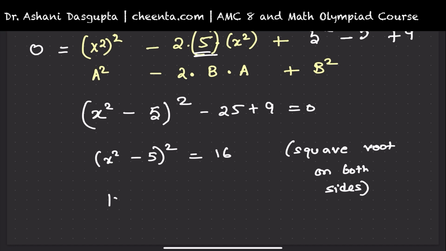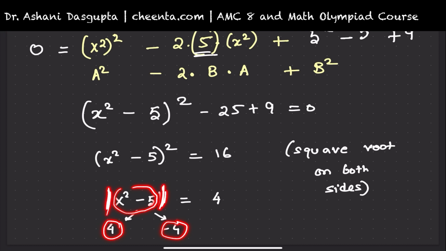So this is x square minus 5 is equals to 4. Square root of 16 is 4. So we don't know what this quantity inside is, but its absolute value is 4. The absolute value of this quantity is 4. Now, absolute value of two numbers is 4. Of course, one of them is 4 itself. The other one is -4. So this quantity inside has to be either 4 or -4 so that its absolute value is equal to 4.